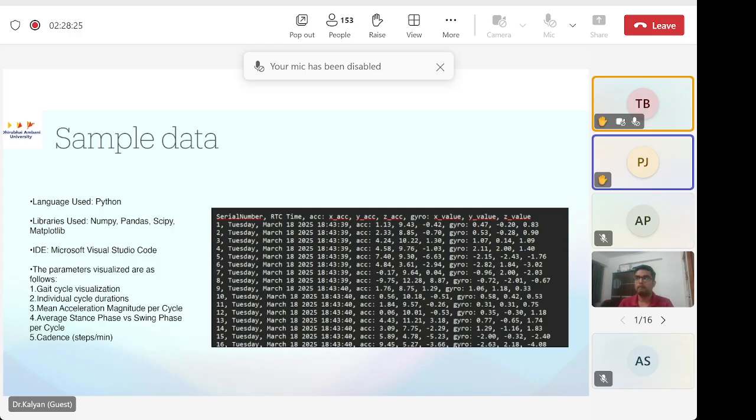Along with that, we are also visualizing the gait cycle duration for an individual cycle. So for example, in that particular session, the patient walked, let's say, 10 cycles. For 10 cycles, how much is the exact gait cycle duration? Because if the gait cycle durations are uneven, then that signals that there is some gait related impairment present in the patient.